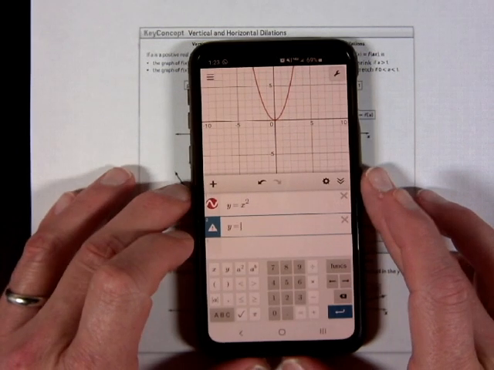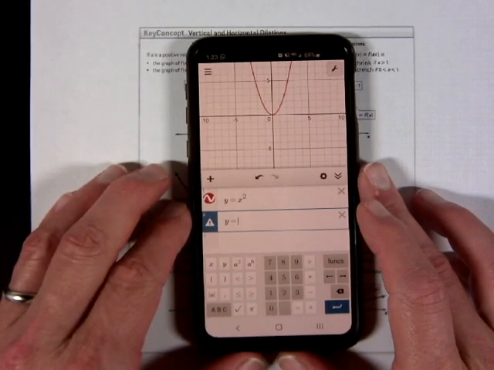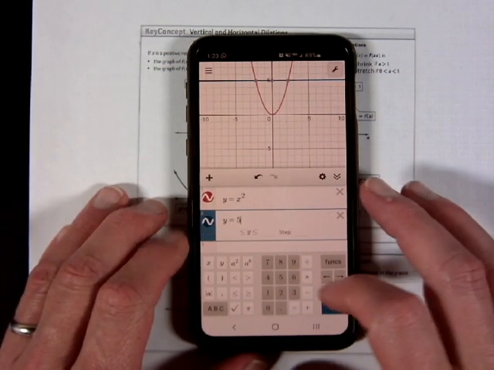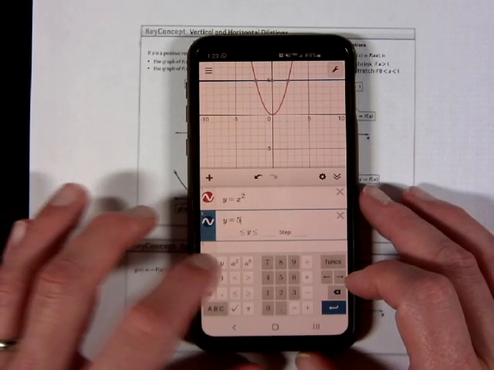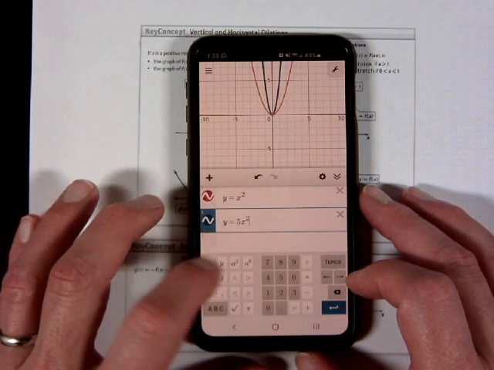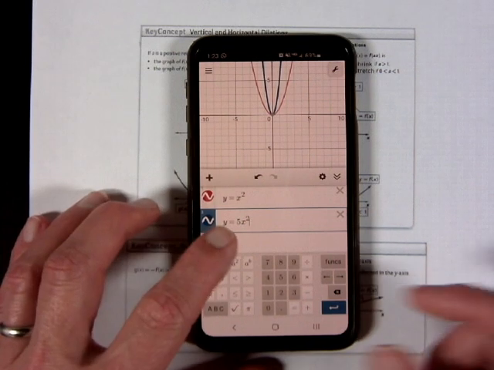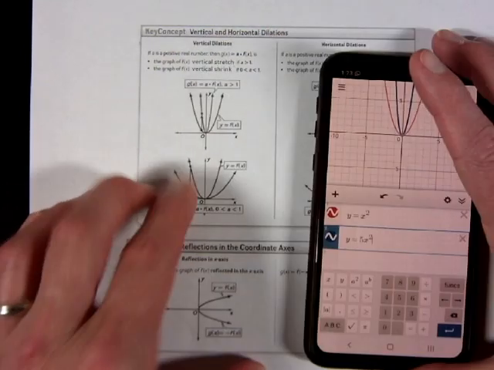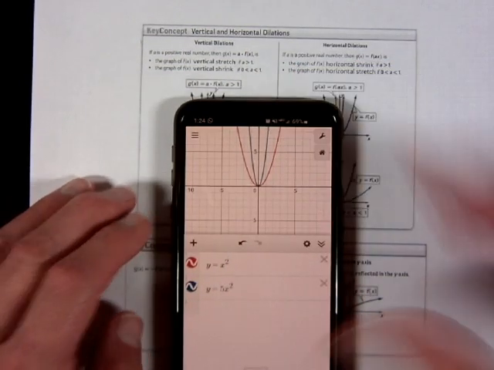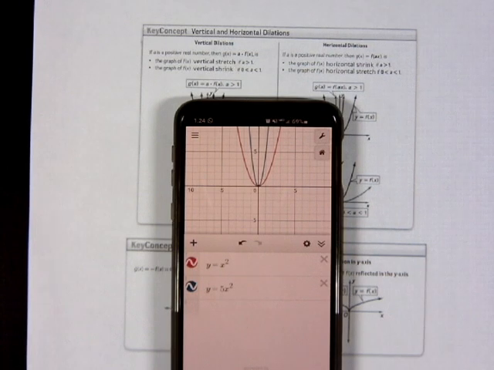For example, if I were to take this x squared, this quadratic function, and multiply it by 5, let's say 5x squared, all right? Since the value that I multiplied by was greater than 1, it's caused a vertical stretch to occur on the graph. So it's almost like taking the graph and stretching it out vertically.